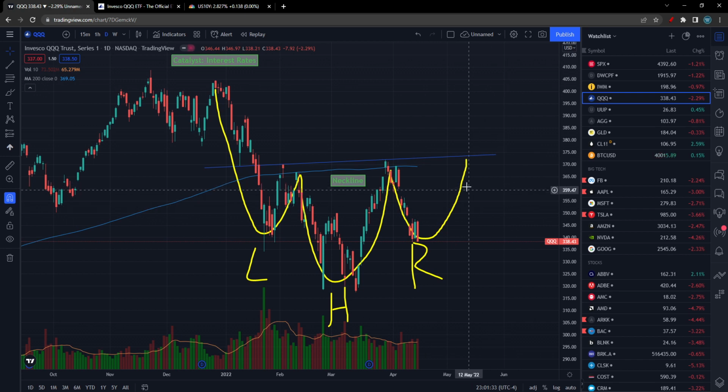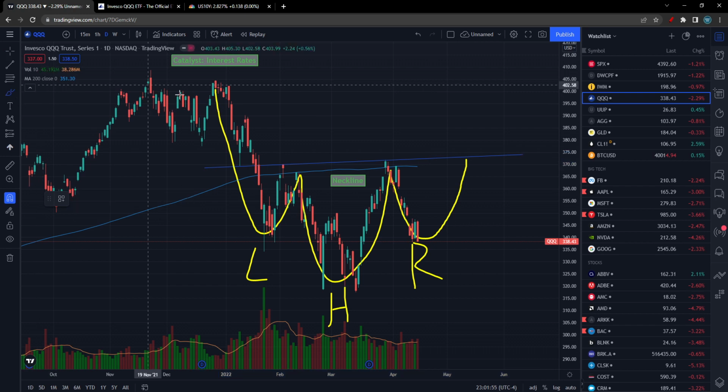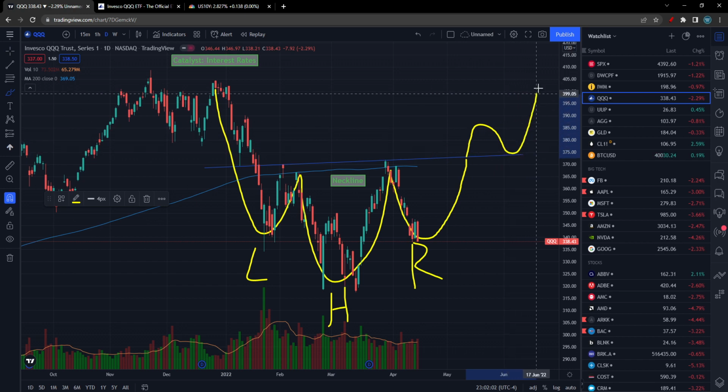Let's get into the projection, right? So you got your inverted head and shoulders. You got your left shoulder, your head, your right shoulder. The plan here is for this to turn around, come back up to this neckline, break through, and it could head straight up to the price target, or it could come back and retest this neckline. Sometimes it likes to come back and retest. So the plan is, if it does do that, it's going to come up, retest, and then bounce off. It's going to act as support and head up to its price target.